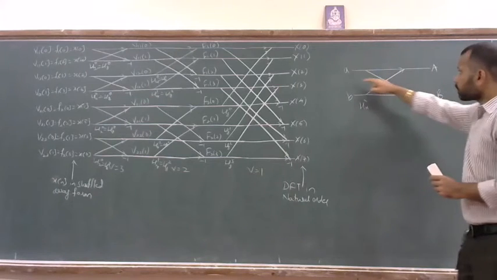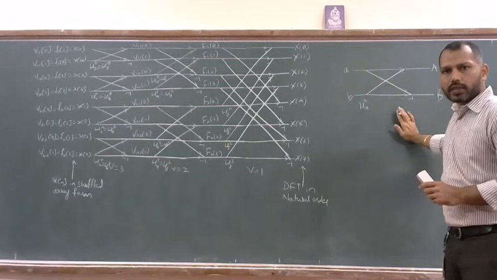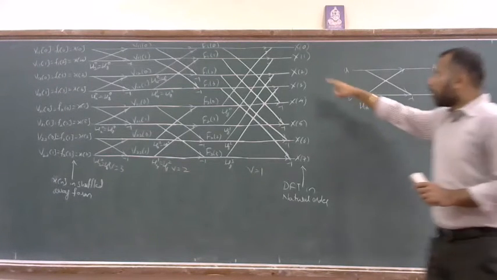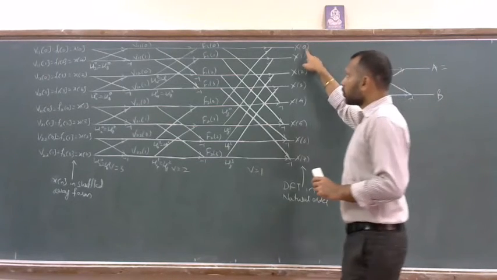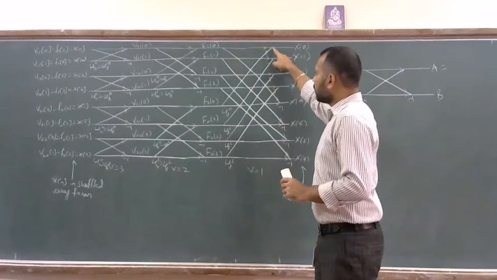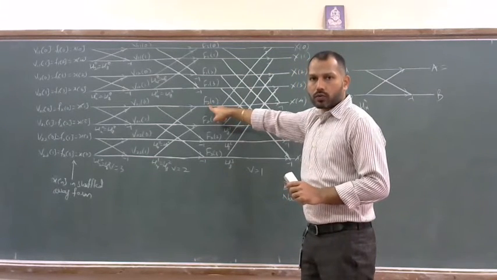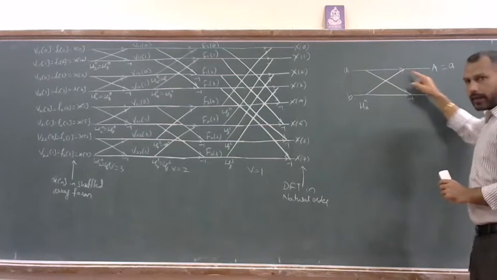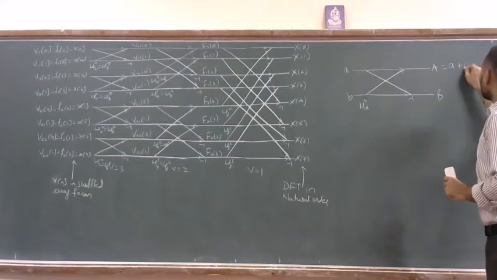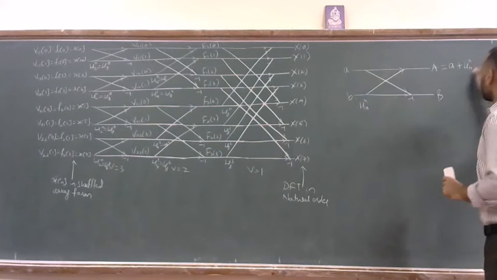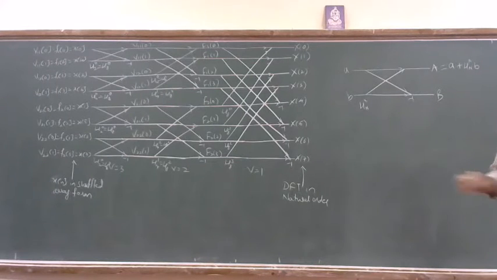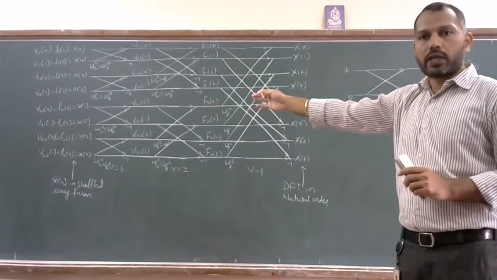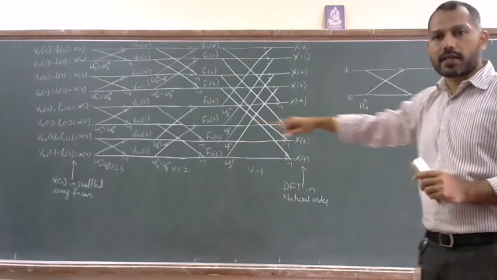Let's say small a and b are the inputs to this structure, and capital A and B are the outputs from that structure. How did you calculate X of 0? X of 0 was F1 of 0 plus W_8^0 multiplied by F2 of 0. In that sense, capital A will be small a plus W_N to the power r multiplied by small b. The nature of this equation is similar to what we had written for the outputs of each stage, for the calculation of DFT points of each stage in the previous class.